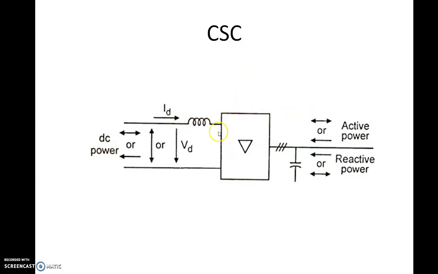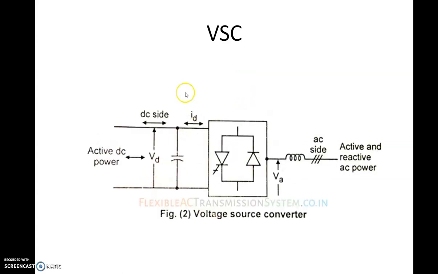So both these converters are used in power systems by HVDC and by FACTS. But the modern converter is the voltage source converter. There are many advantages of voltage source converter. That's why it is being used extensively both by HVDC and flexible AC transmission system.